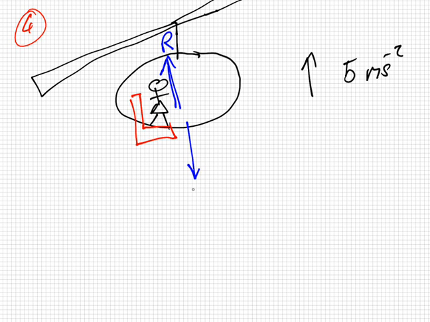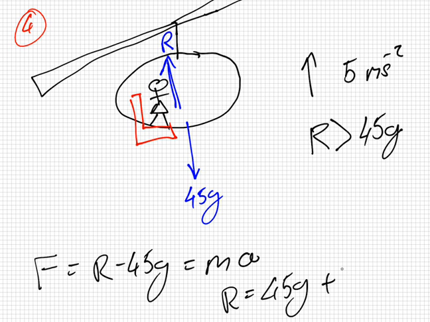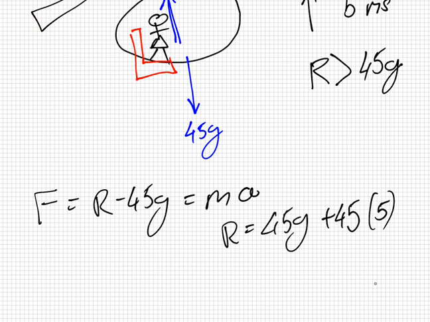What's her mass, did you say? 45 kg. So which way is this woman moving if the helicopter is going up? Well, she's moving up as well. So this means that now we won't make a mistake again like last time. The R is bigger than 45 g. So the total force is R minus 45 g, which must equal ma. So that means R equals 45 g plus ma. Now we know the m, it's 45, and we know the a, it's 5. So a quick calculation here.